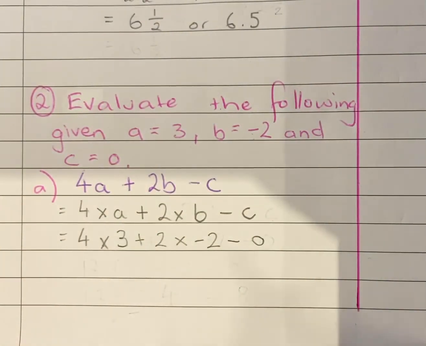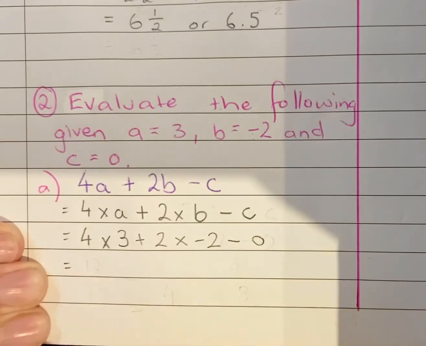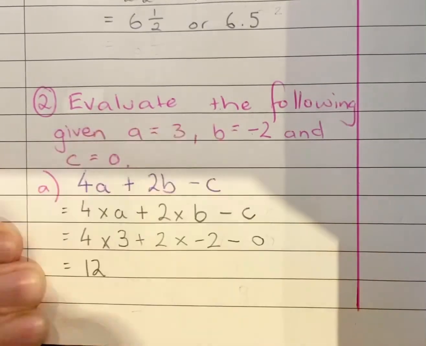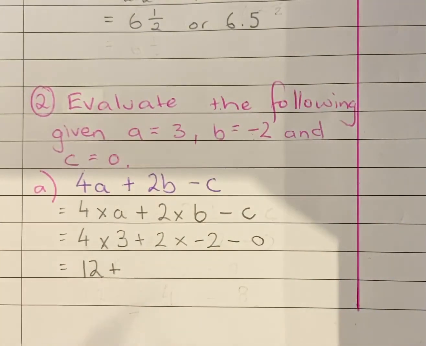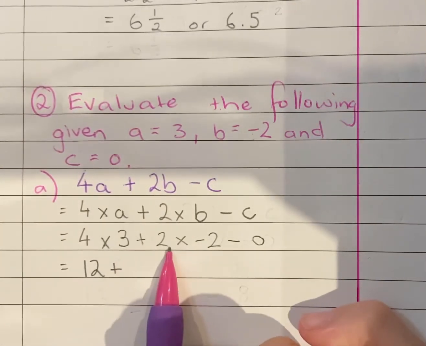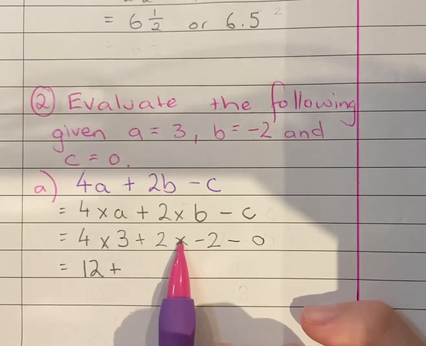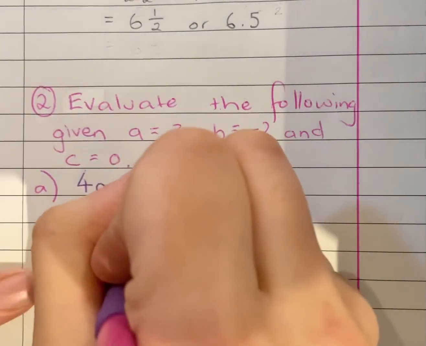All right, now I can solve using my BIDMAS again. No brackets there. That's all right. So now I'll have a look. Okay, no brackets, no indices, division and multiplication. That's my first division or multiplication. So I replace that with the answer of 4 times 3, which is 12. Copy out the rest of my equation. So I've written my plus. Then I've got 2 times negative 2. So I can solve that part, which is negative 4.